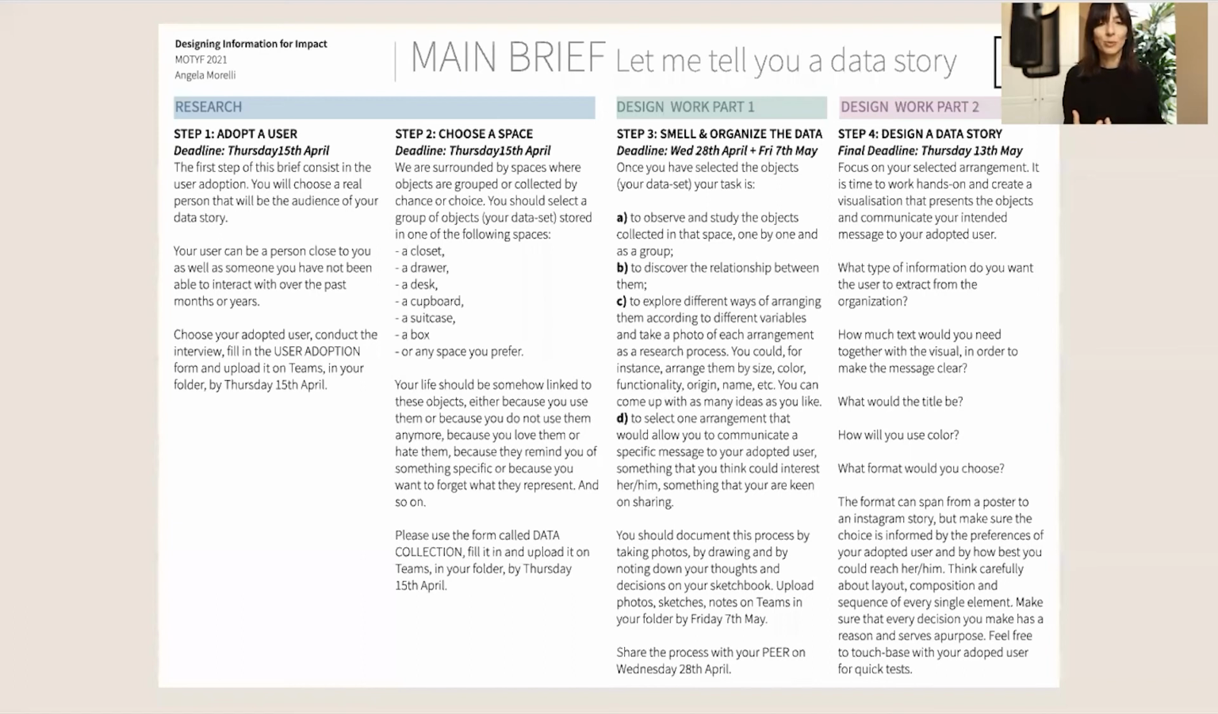So this is the brief. The brief is organized in steps. The steps are in line with your program. So you will work on the first two columns in the research stage this coming week. You will work on the third column, the design work part 1, for about 2-3 weeks. And then you will work on the fourth column, design work part 2, in May.